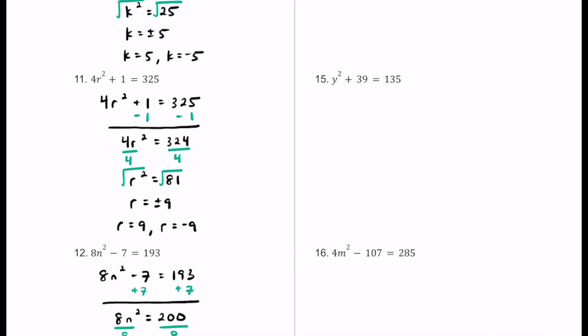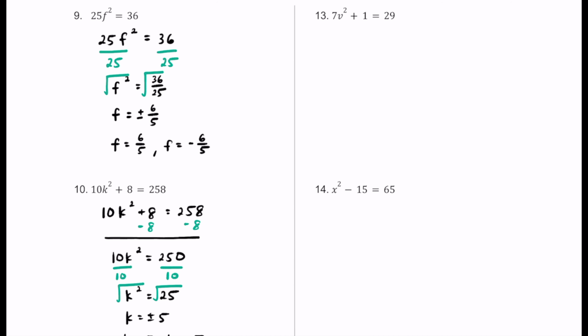Let's check out 13. For 13, we have this equation of 7v squared plus 1 is equal to 29. So let's isolate that v squared, and we can start by subtracting 1 from both sides of the equation. If we do that, we should have 7v squared is equal to 28.